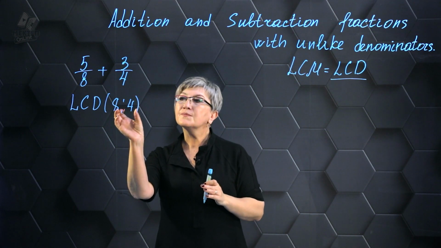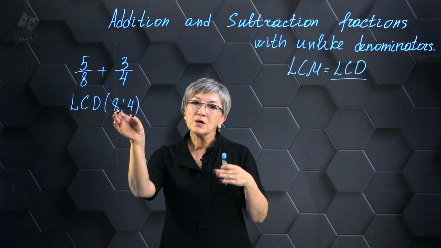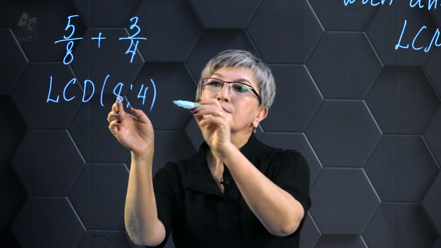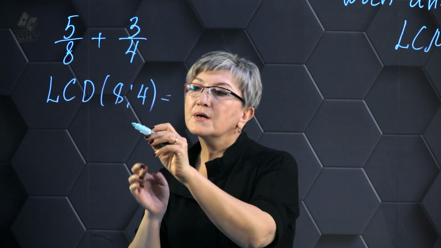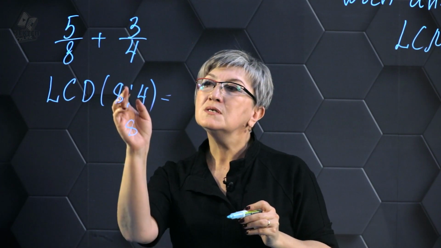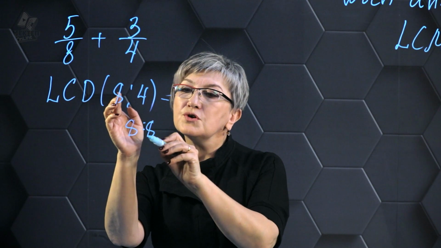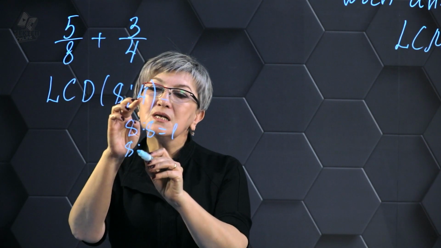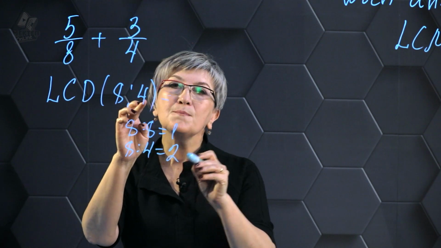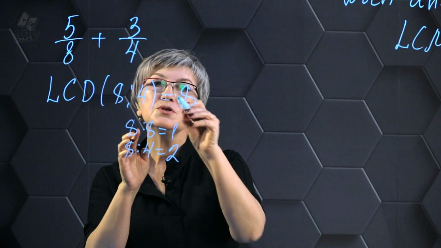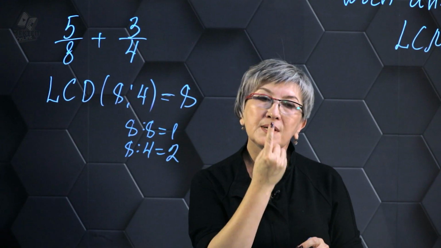All right, let me look at 8 and 4. Which number is bigger? Without a doubt, it's 8. I choose the number 8 and check it. 8 divides by 8. I'll write it down for you. 8 divides by 8. Yep, it divides evenly. 8 divides by 4. Yep, it divides evenly, and it turns out to be 2. So 8 will be the common denominator. That was the initial step.